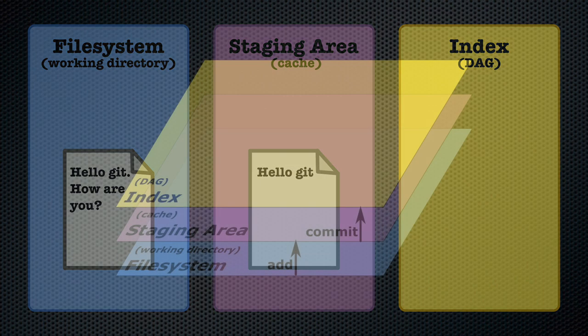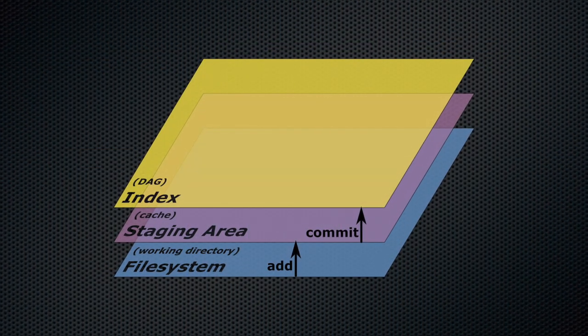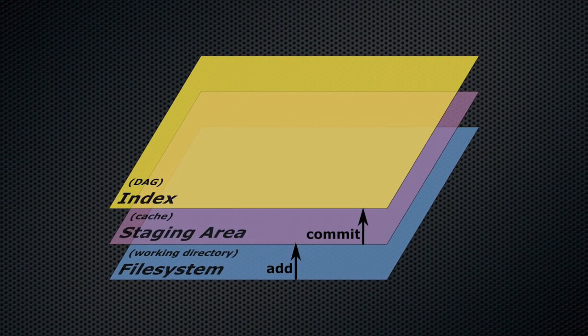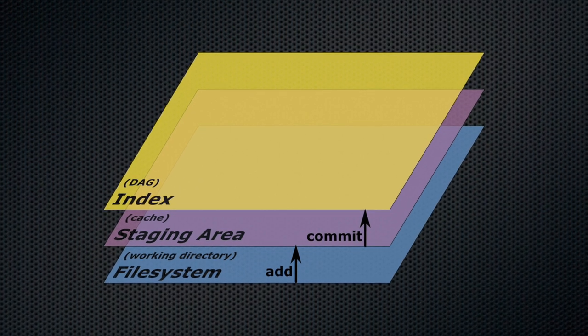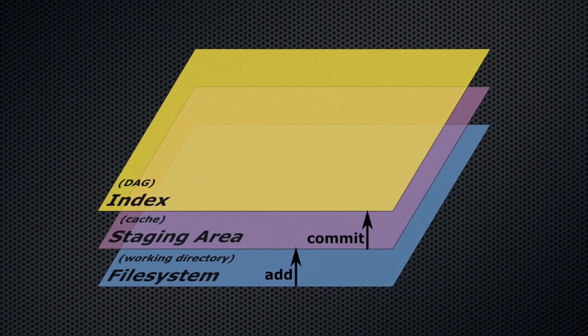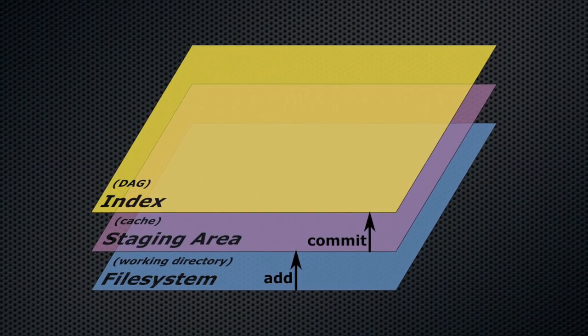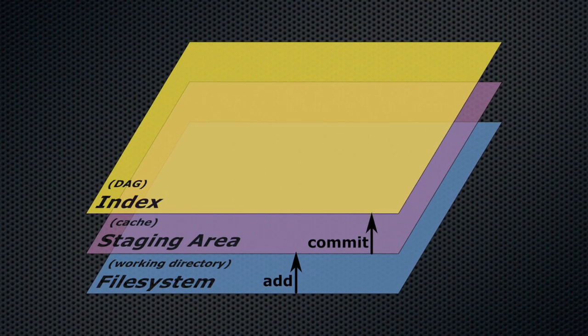By now, you should have learned that git add is how to tell Git to write our data to the staging area. But that's only half of the work. To make sure our data is added to the DAG, we need to commit, which is what we'll do in the next chapter.